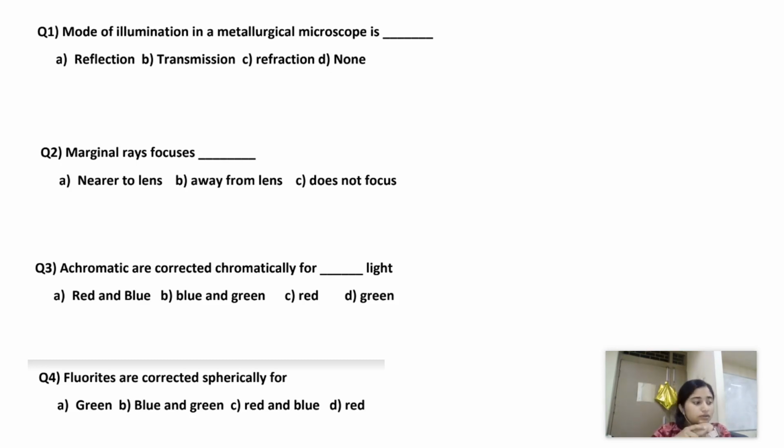Reflection? Yeah, reflection. What about the biological microscope then? That was the starting class, right? It is transmission. Yeah, transmission. Yeah, correct.